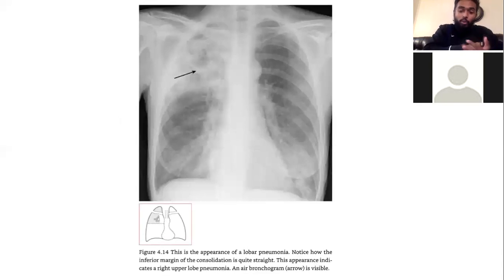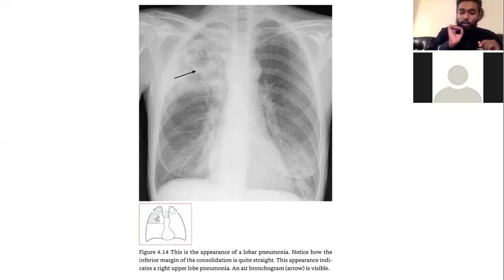So the cool thing is, because the alveoli are the parts being consolidated and they have fluid or purulent fluid, whatever it is, it's in the alveoli. That's the part that's consolidated. That's what gives this whiteness. But everything before the alveoli, like the respiratory bronchioles and terminal bronchioles, doesn't have fluid in consolidation.